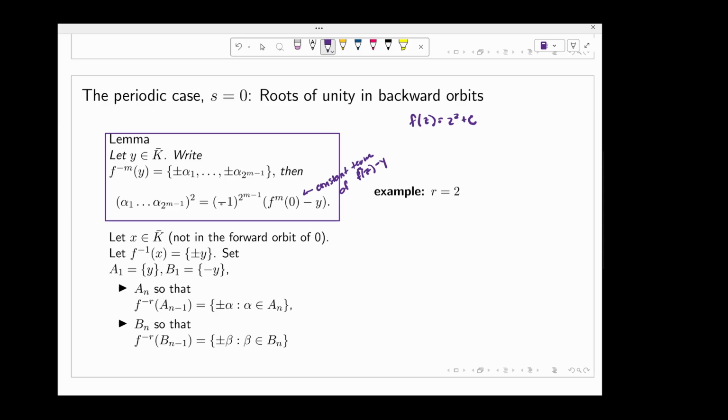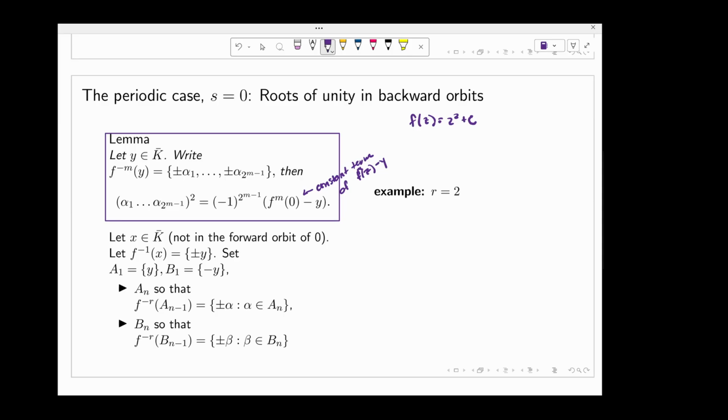You can work through the details a little bit more if you want, just to figure out what the power on -1 is doing, but this is all basic. But it gives us a lot of power. So using this fact about our quadratic polynomials, we can start to build our algebraic relationships between our preimages, and specifically build roots of unity in these backward orbits.